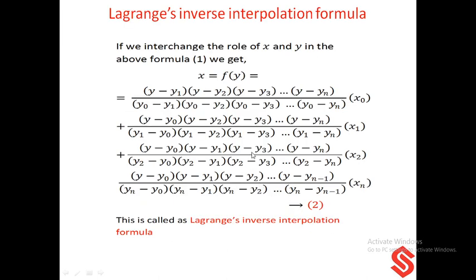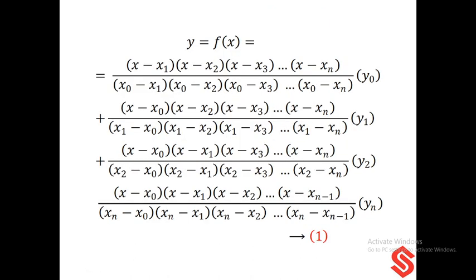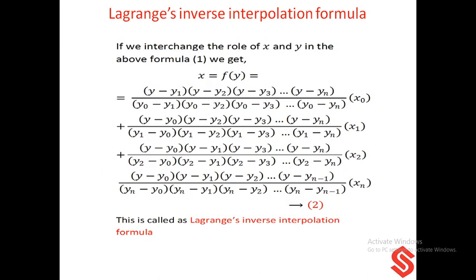Next, Lagrange's inverse interpolation formula. Just by interchanging the variables x and y in the previous formula, that is Lagrange's interpolation formula, we get this one. That is x = f(y) = (y − y1)(y − y2)(y − y3), etc., (y − yn), divided by (y0 − y1)(y0 − y2)(y0 − y3), etc., (y0 − yn), into x0.